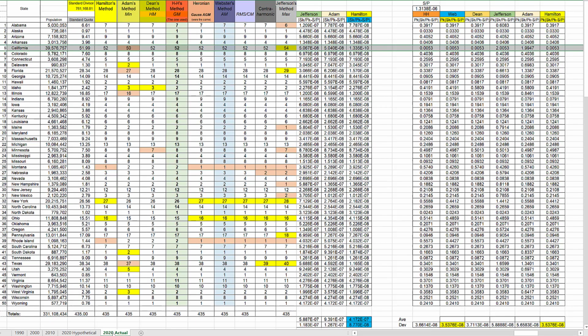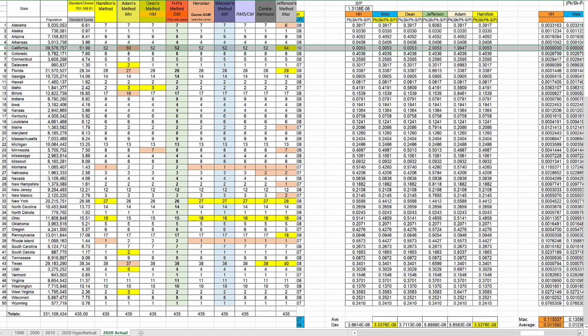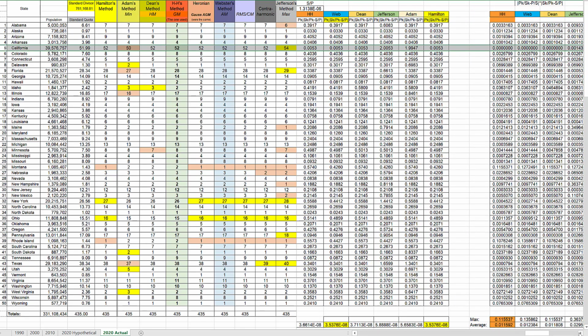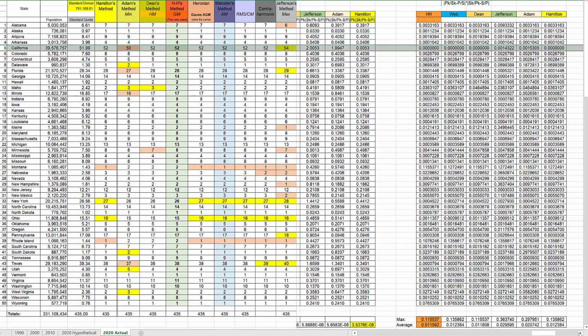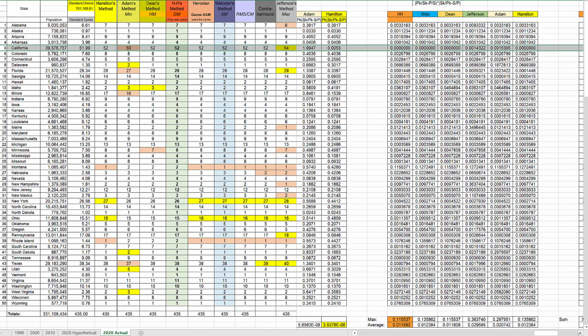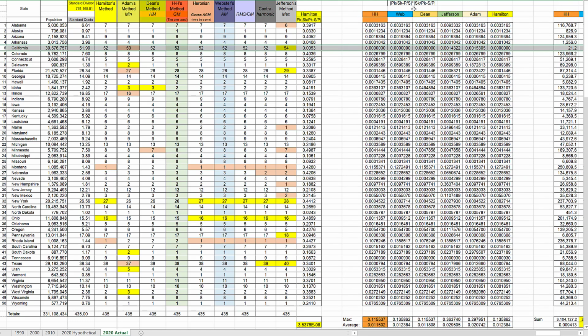All right, so that's almost it. I did look at a couple other things, just trying to see, because we use Huntington Hill and it hasn't minimized anything yet. So I was searching for things that it minimized. Well, if you take the product of these magnitude differences, Huntington Hill seemed to minimize that. So, right, Dean minimized the people per seat minus the ideal part. Webster minimizes this. If I multiply them together, Huntington Hill seemed to minimize that.